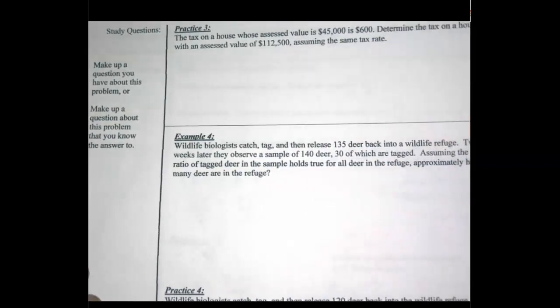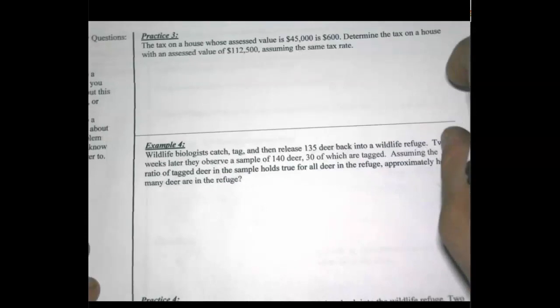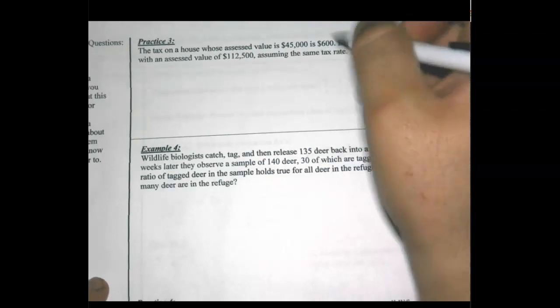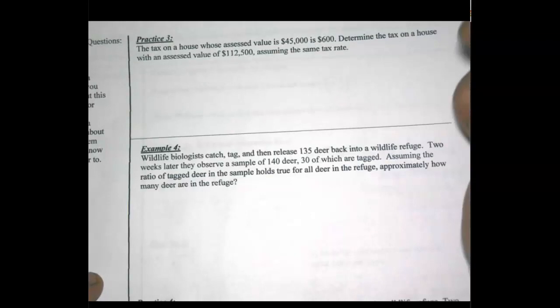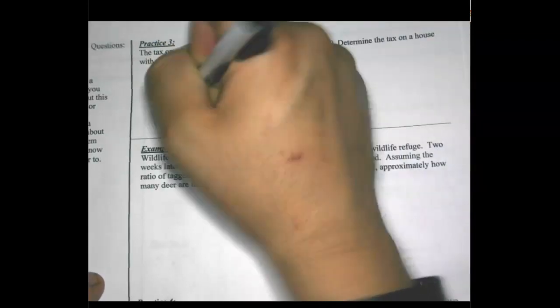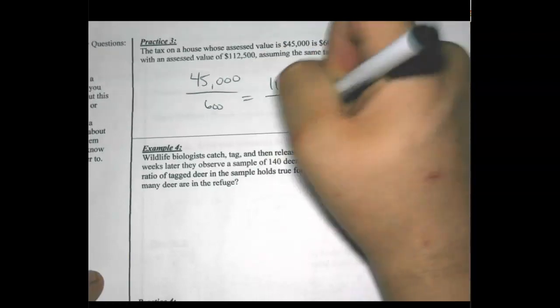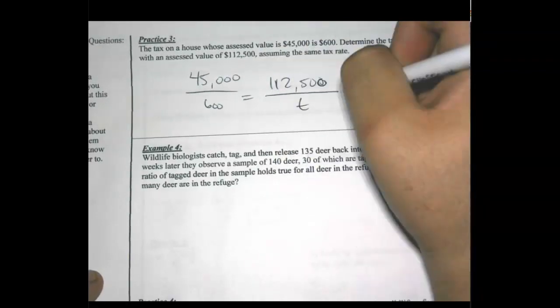So anyhow, I'll do this next problem the same as the last one, where it's going to be the value of the home. Let's see, value is 45,000, tax is 600. To determine the tax on a home that's 112,500, again, I'll take the value of the first home, put that over the tax amount, and I'll take the value of the second home, and I'll put that over my variable because I'm trying to find the tax on this second home.